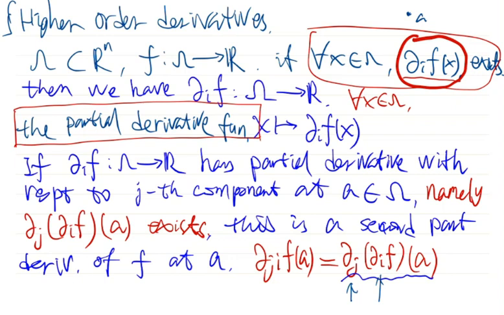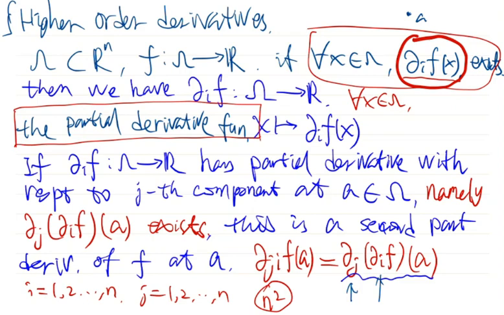Of course, here i can be 1, 2, up to n, and j can also be 1, 2, up to n. Therefore, we actually have n squared second order partial derivatives.